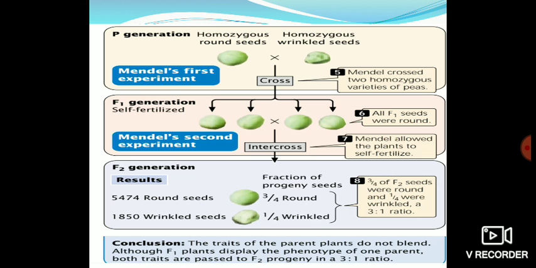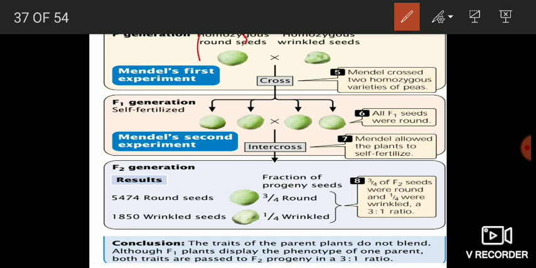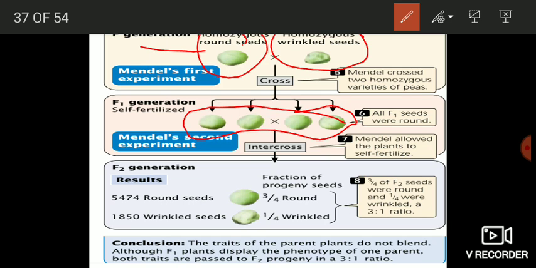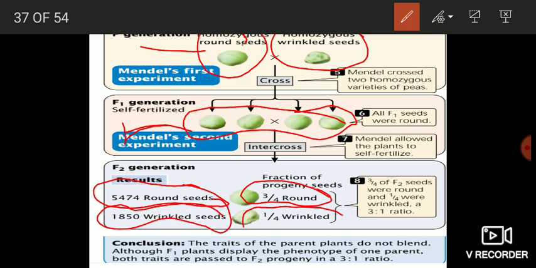This is how he performed his experiments. These were the homozygous plants possessing round seeds. This was the homozygous plant possessing wrinkled seeds. He allowed them to cross and got the F1 generation. All the F1 plants showed round seeds. He allowed these F1 plants to cross fertilize and got the F2 generation. In the F2 generation, he found that 5474 plants possessed round seeds and 1850 plants possessed wrinkled seeds. This was nearly equal to 3/4 of the plants possessing round seeds and 1/4 of the plants possessing wrinkled seeds. That means he got the ratio of 3:1.